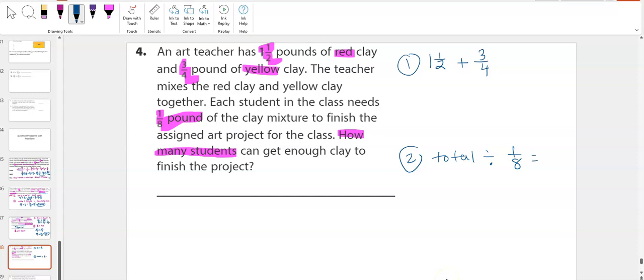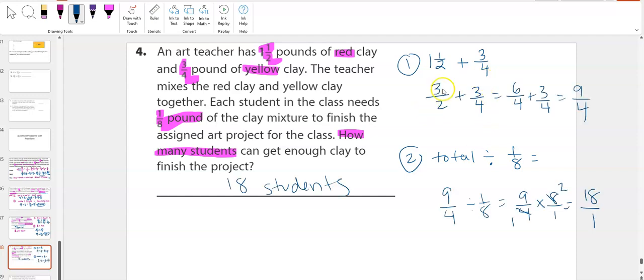Okay, so this becomes 3/2 plus 3/4. I turned 3 halves into fourths by timesing by 2 and got 6/4 plus 3/4, which is 9/4 pounds of clay. Took that down here to step 2. That is my total. 9/4 divided by 1/8. We're going to do 9/4 times 8/1.